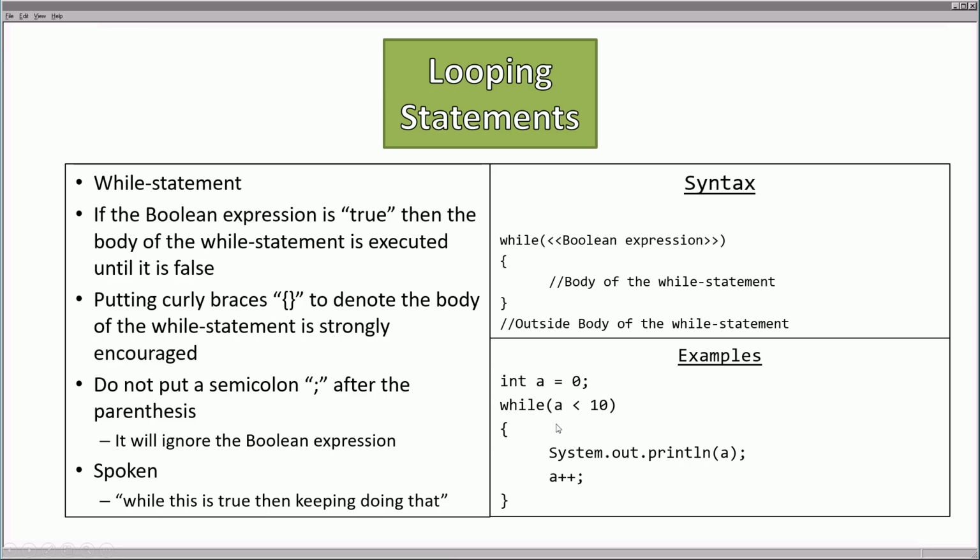So let's look at this. While 0 is less than 10, System.out.println(a). So it prints out 0 and then increases by 1. So then a becomes 1. 1 is less than 10. Print out 1. Increase it. 2 is less than 10. 3 is less than 10. 4, 5, 6, 7, 8, 9, 10 is not less than 10. And so we immediately jump outside of the body of this loop.